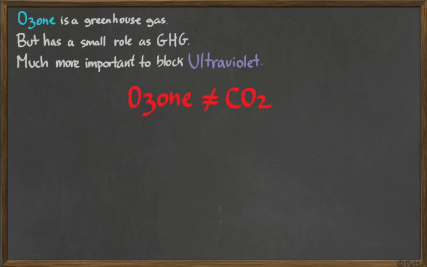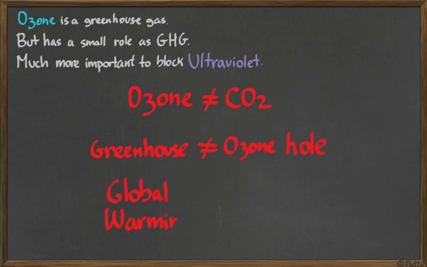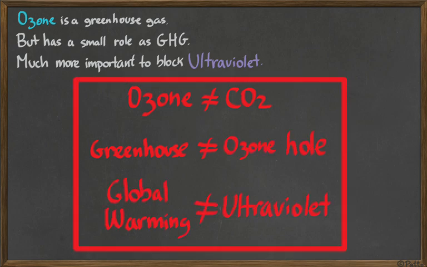Okay, ozone is a greenhouse gas. Okay, as oxygen. Oxygen is a greenhouse gas, but has a small role as greenhouse gas. Okay, it's much more important to block ultraviolet radiation. So ozone is different to CO2. Don't get confused. Okay, greenhouse is not ozone's role. Global warming is not ultraviolet radiation. Okay, although ozone is a greenhouse gas, it has a very small role in it, and it is very important as a filter for ultraviolet radiation.